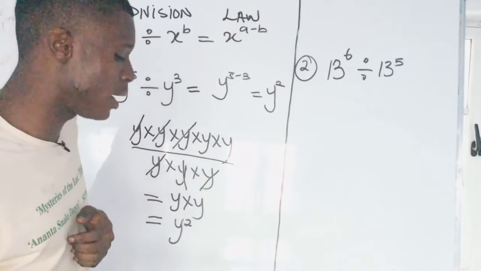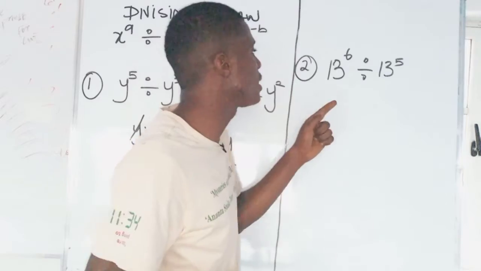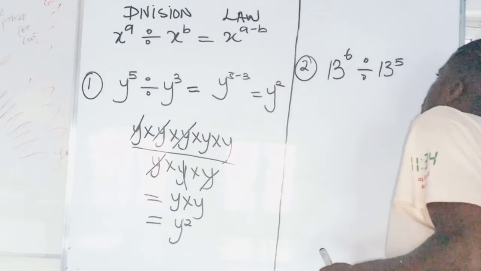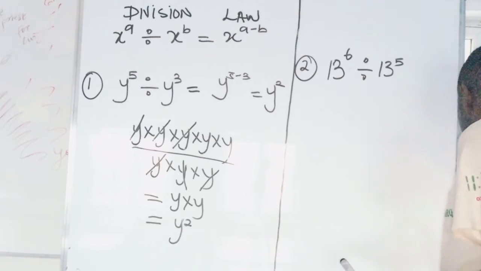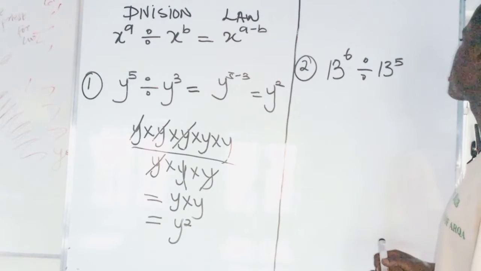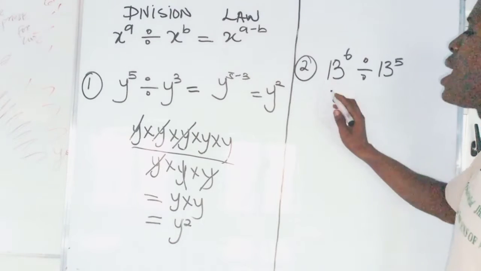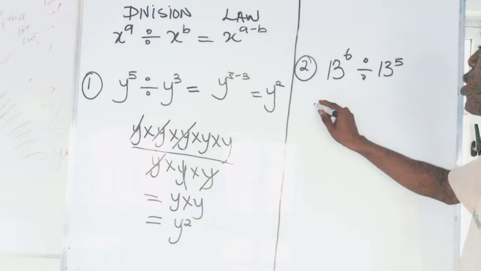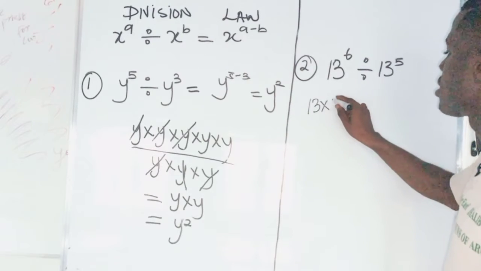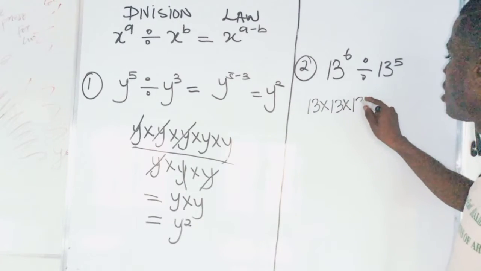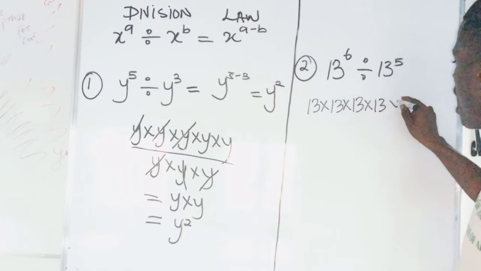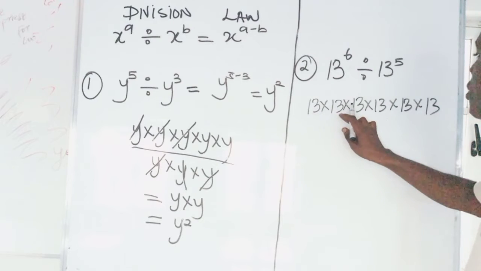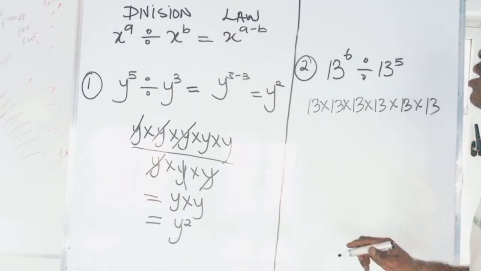So let's take another example. I have 13 raised to power 6 divided by 13 raised to power 5. How many 13s do we have here? We have 6 13s. So I have 13 times 13 times 13 times 13 times 13 times 13. How many 13s do I have now? 1, 2, 3, 4, 5, 6.